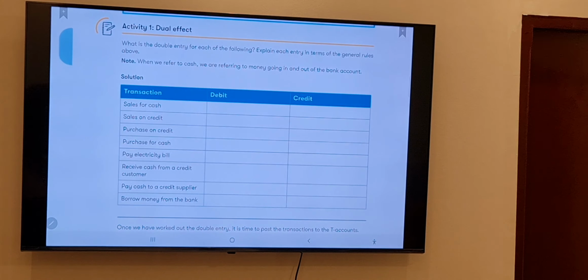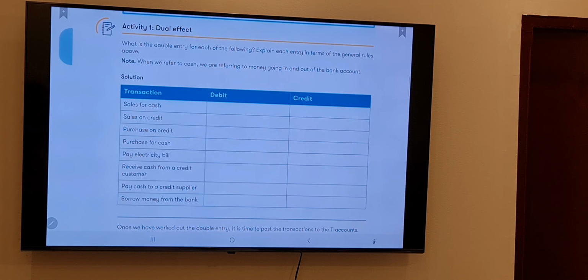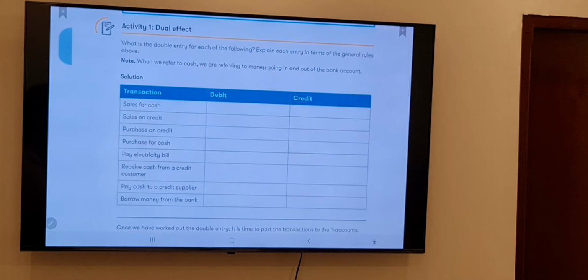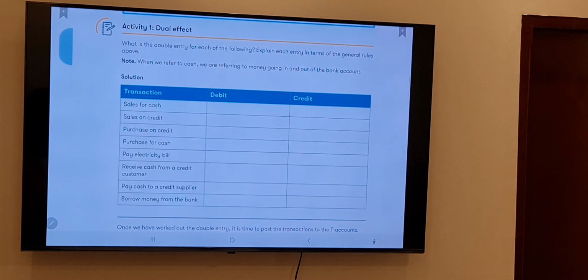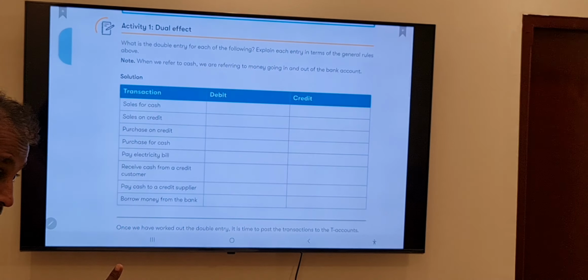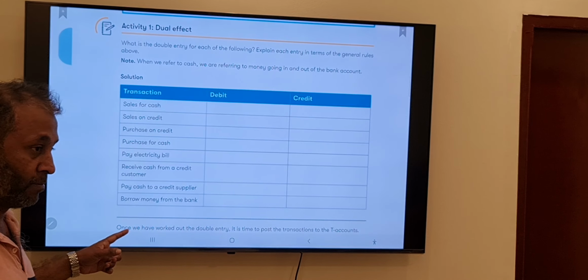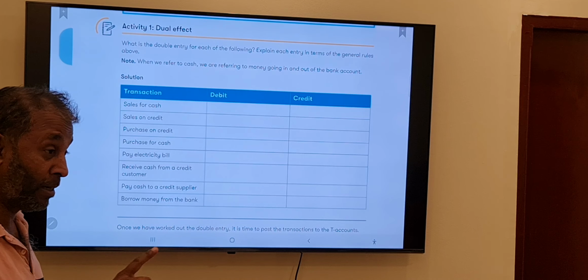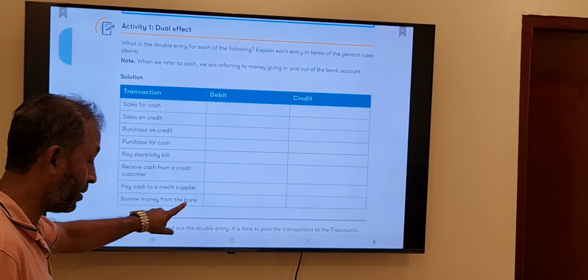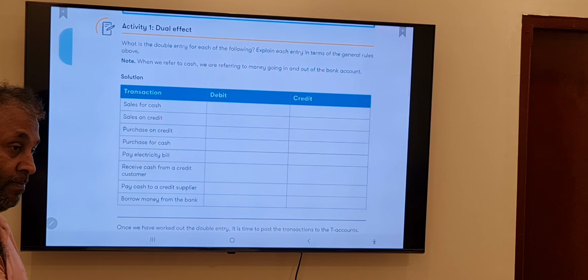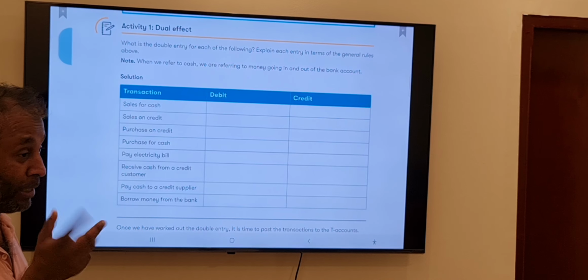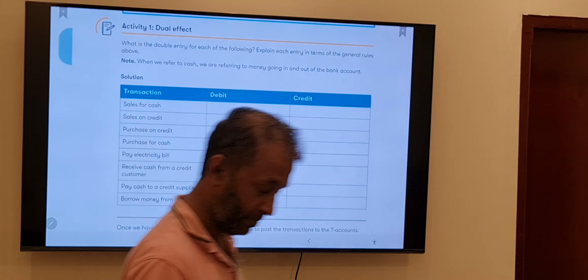Borrow money from the bank, Mr. Bahar. This is a liability. Yes, I borrow money from the bank, so I receive money, so cash is coming to me. Cash is an example of an asset. So debit cash. Very good. And then where to credit? Bank. No, you don't say bank because you are borrowing money from the bank. Then you should say bank loan. If you simply say bank, then the meaning is different. Okay, good.